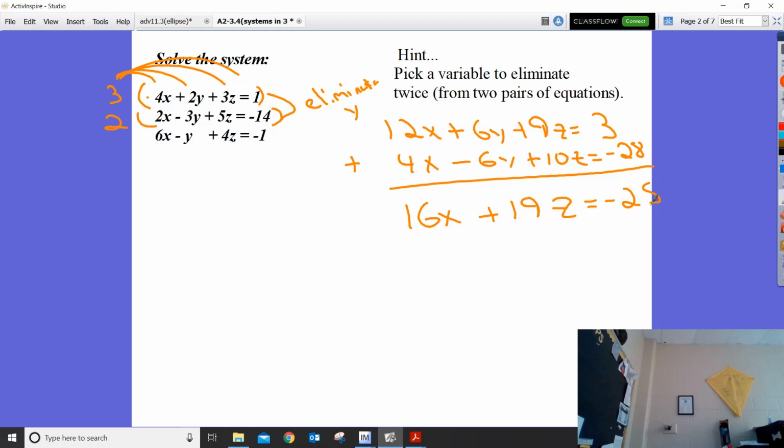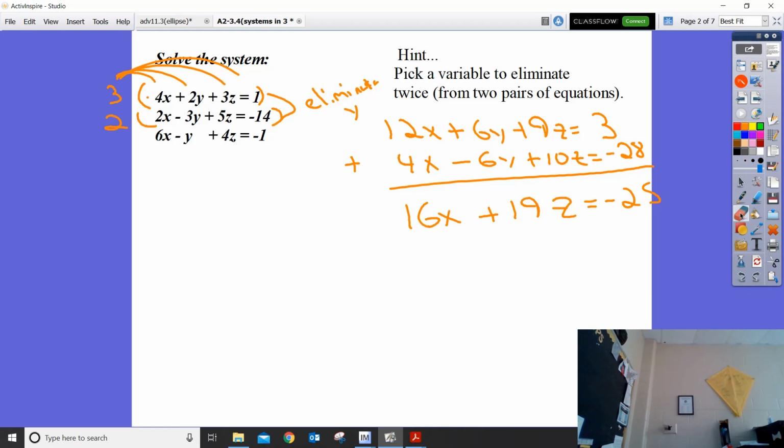Now, I just worked with equations 1 and 2 to write that equation. I need to pick a different set of equations and do the same technique. Instead of doing 1 and 2, I could do 1 and 3, looking at the original equations given. Or instead of doing 1 and 2, I could do 2 and 3. So I need to do a different pairing and do the same technique. Well, I'll do 1 and 3. Want to do 1 and 3? Yeah.